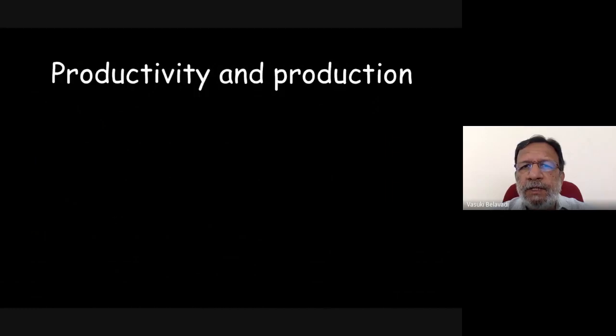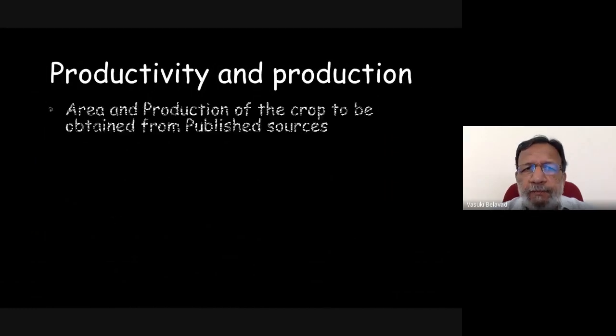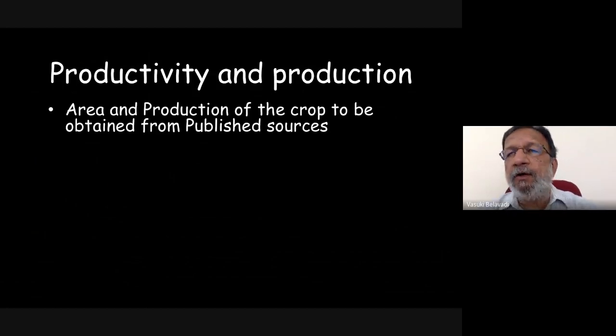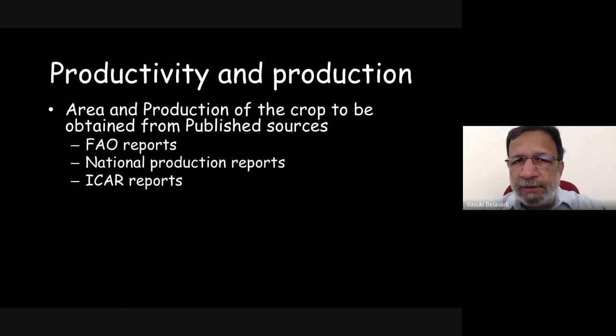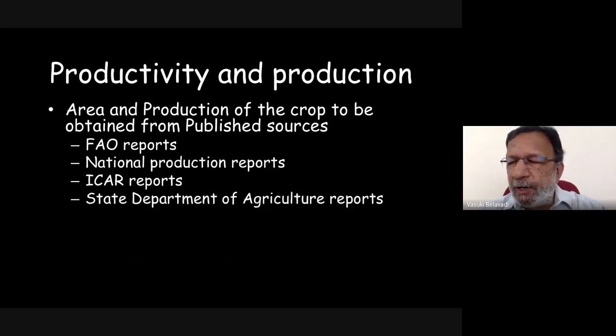Okay. Now, the productivity, the area and production of the crop, can be obtained from published sources. You need not go and survey the area. There is a lot of published information, like the FAO reports and national production reports. Then the Indian Council of Agricultural Research publishes reports of various institutes. Then the State Department of Agriculture reports are there about the area and production.